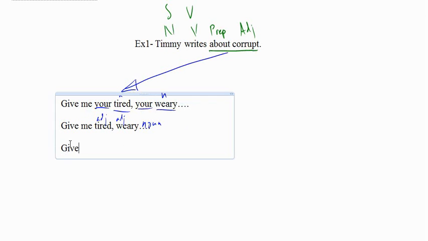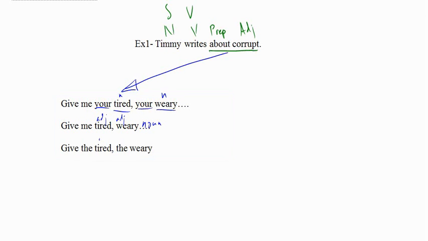Similarly, if we replace that your with another specifier such as the, give me the tired, the weary, it goes back to functioning as a noun. Even though it's an adjective, it is currently functioning as a noun. So the main idea for this first explanation is, yes, you can use an adjective as a noun, but it needs that specifier in front of it.